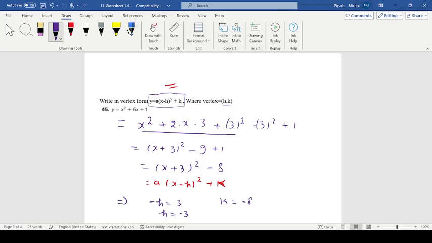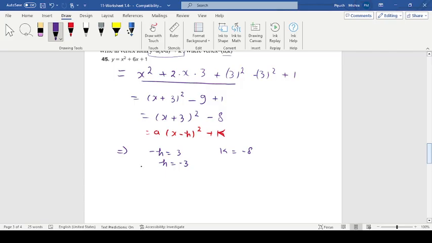So what will be the vertex? I am writing it down. So here the vertex will be, I know it should be (h, k), so h is minus 3 comma minus 8. I hope you all have understood.